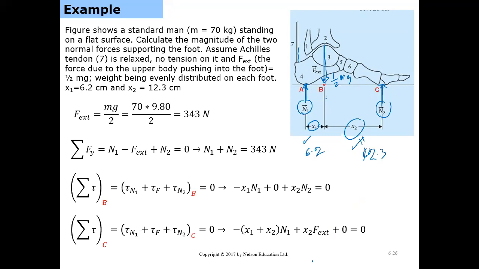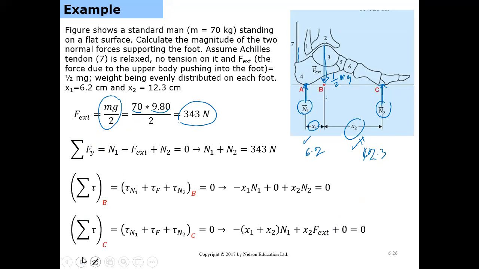So let's first find half mg. His mass is 70 kilograms. Weight will be 70 multiplied by 9.8, divided by 2. So the force on that left foot or right foot. Okay, it is right foot. Doesn't matter. It is asymmetric.